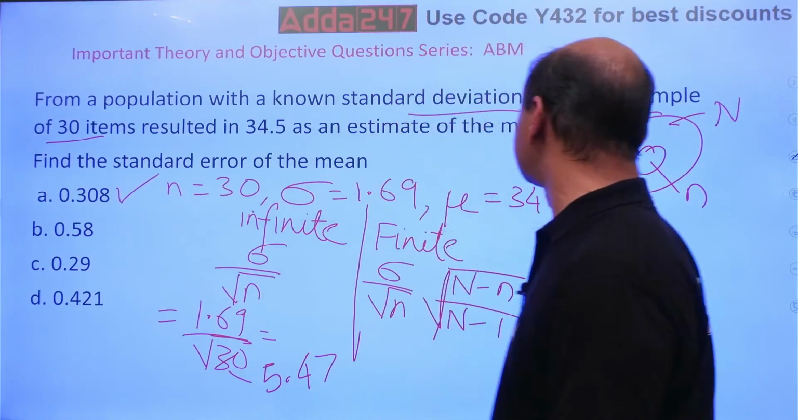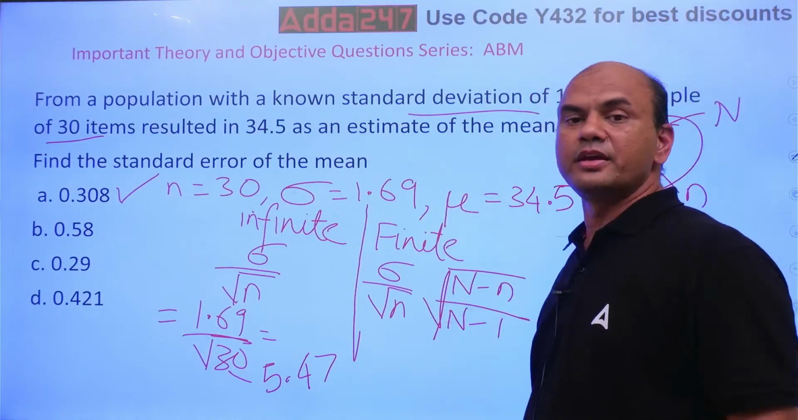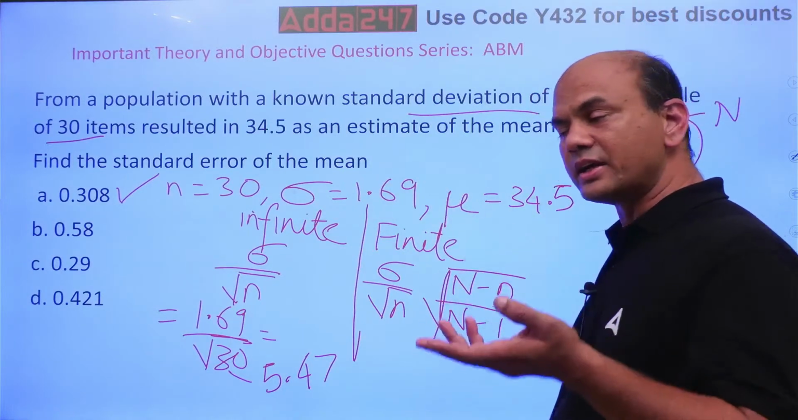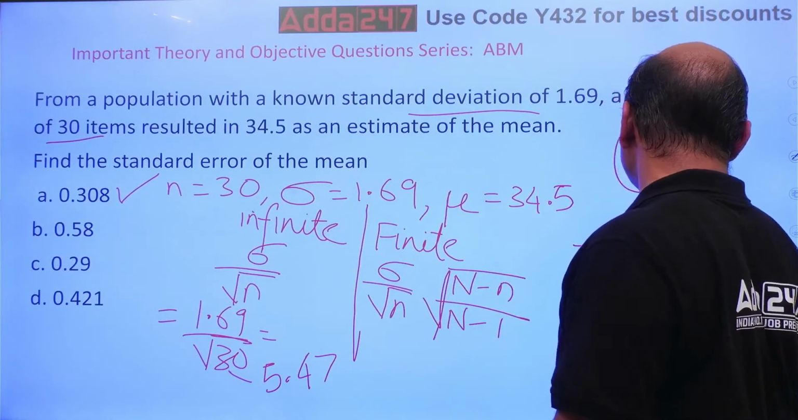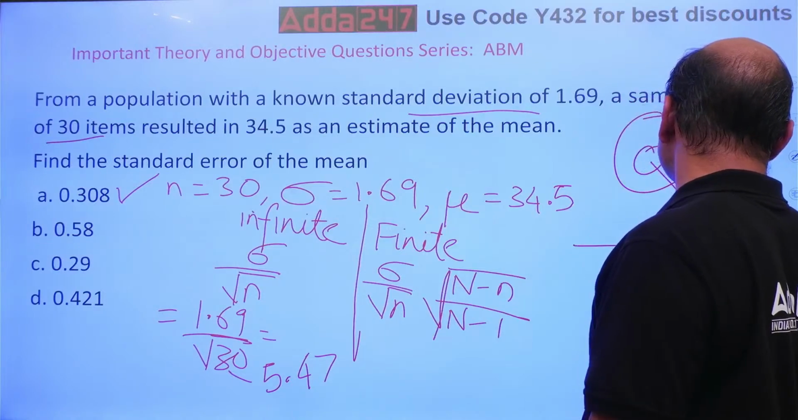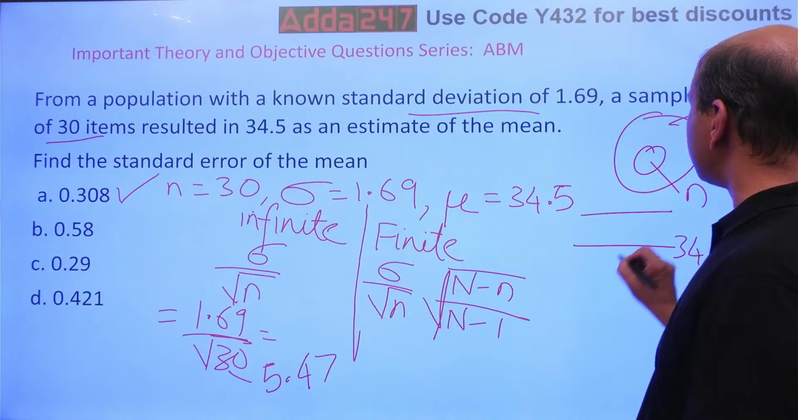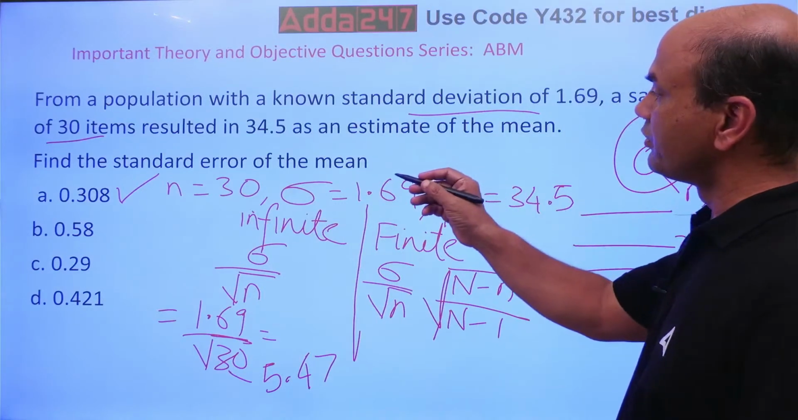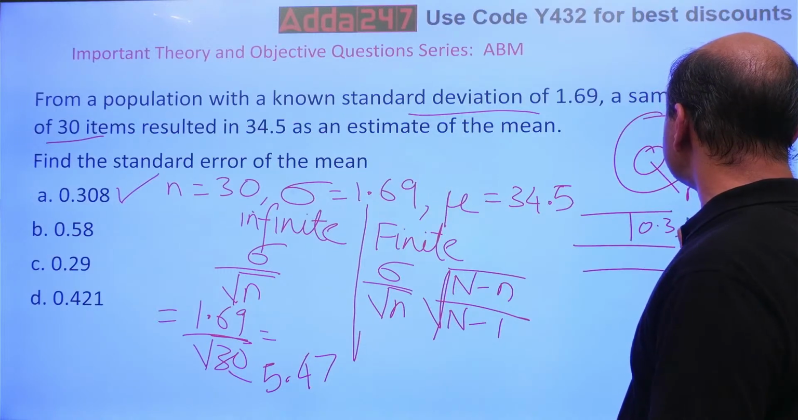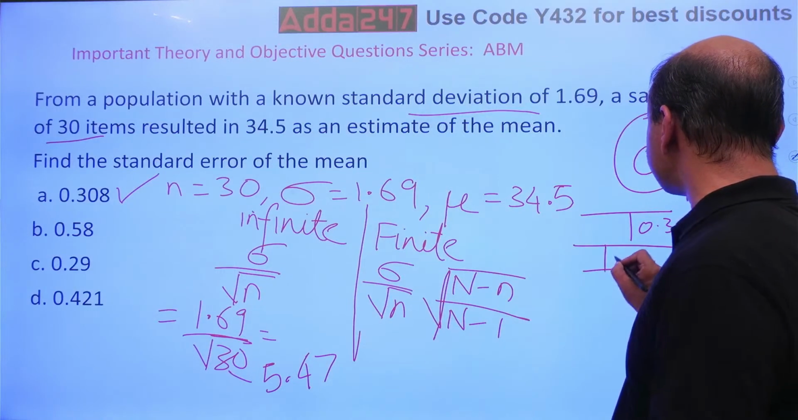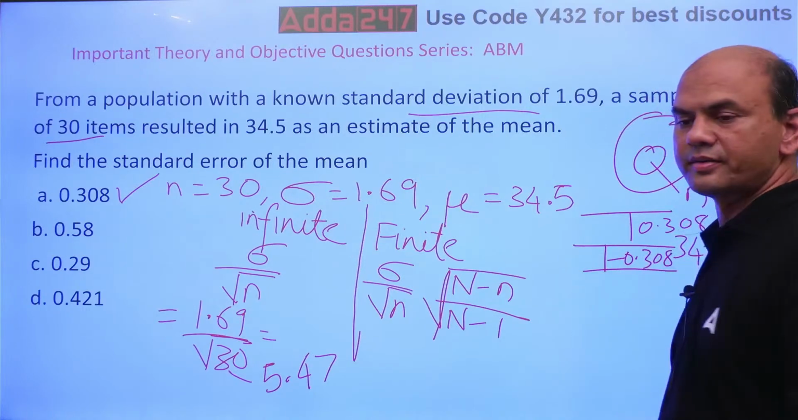What do you mean by the standard error? It means again the same thing. If they would ask you one standard error, then mean is given as 34.5. This is your center. Then above it, if they ask you one standard error, it is plus 0.308, and again minus 0.308 for one standard error.